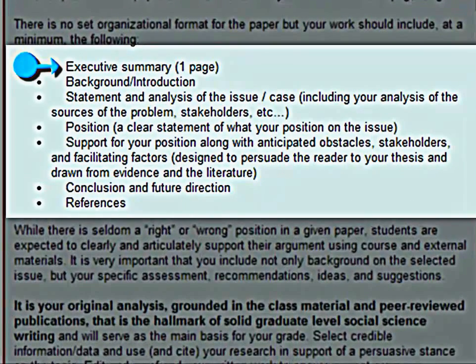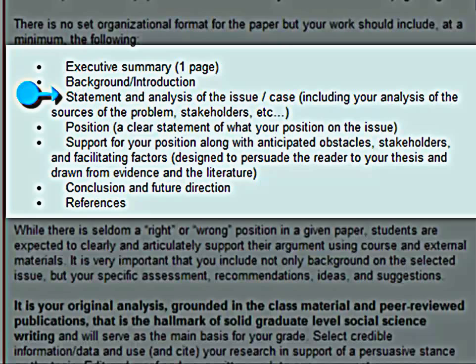First is that executive summary, also known as an abstract. The executive summary is about 1 page, which in Microsoft Word 12-point double-space font is about 300 words. Then comes the background and introduction to the issue that you have selected. Then comes a statement and analysis of the issue, of this case that you are considering.